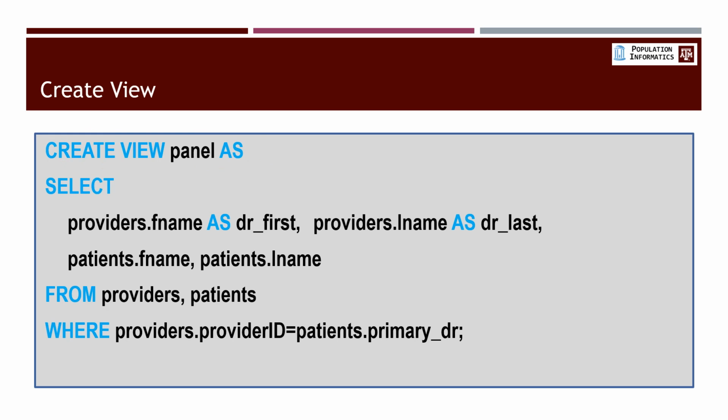In this example, we create a new view called panel that links the provider table with the patients table and keeps the first and last names of the patients and doctors. The keyword as is used to rename the column names in the provider tables so that the column names for patients and providers are different. Can you tell how many columns will be in the view called panel?